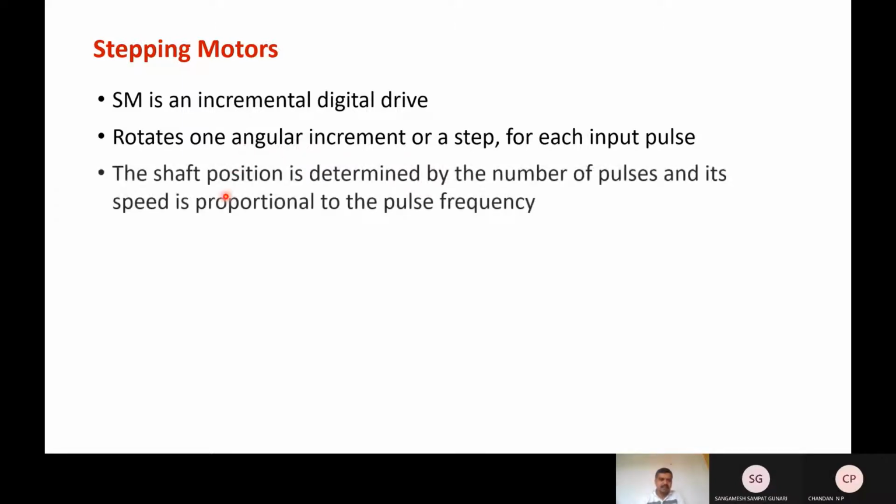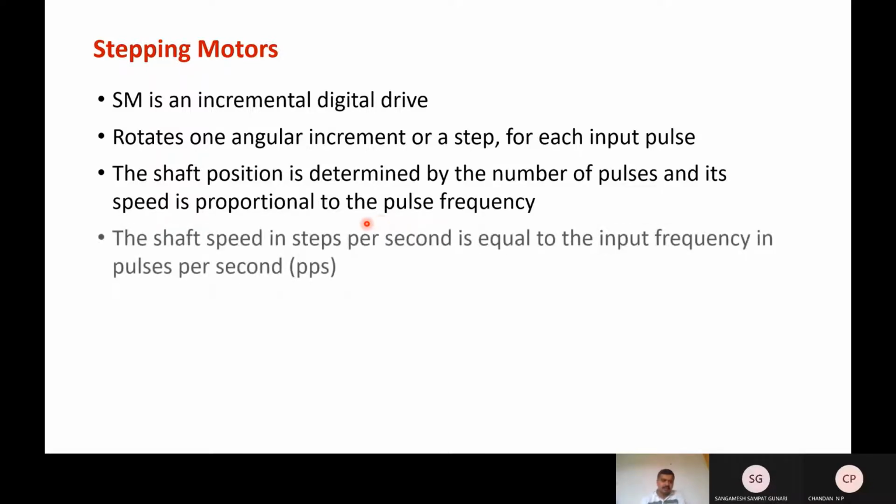Next, the shaft position is determined by the number of pulses and its speed is proportional to the pulse frequency. Since for one pulse you are getting one incremental position, if you are able to supply more pulses in very little time, you can achieve greater speeds. The shaft speed in steps per second is equal to the input frequency in pulses per second.